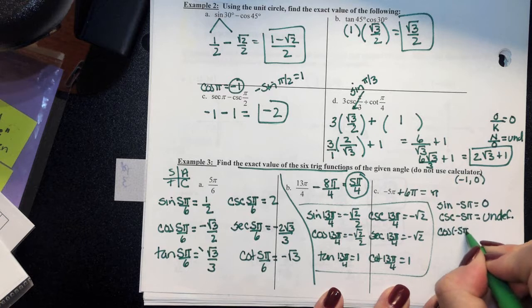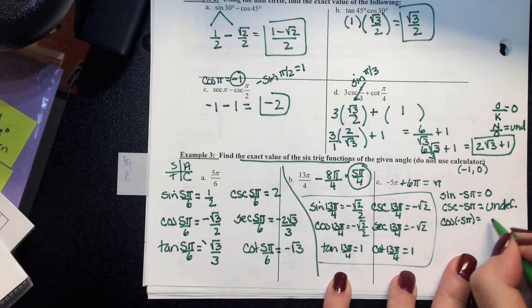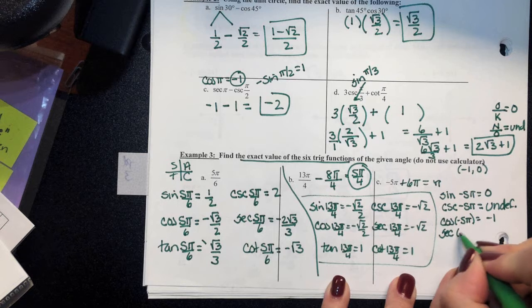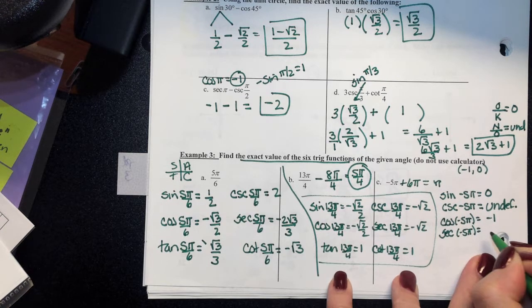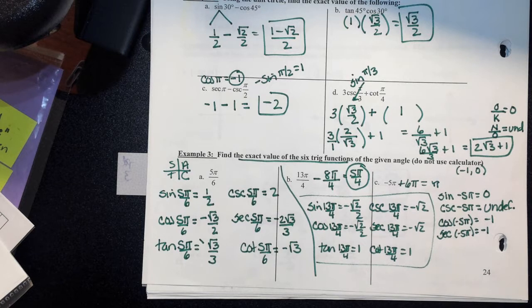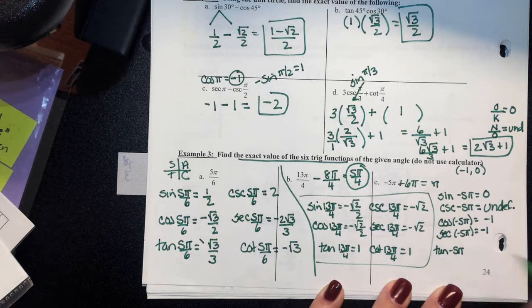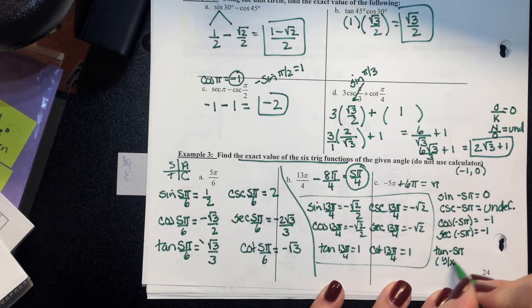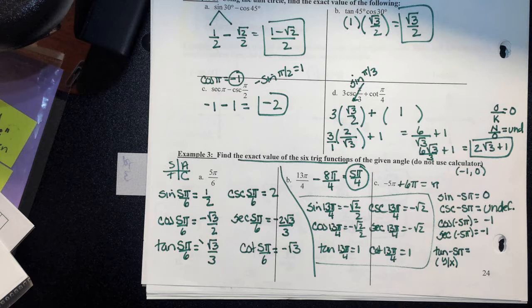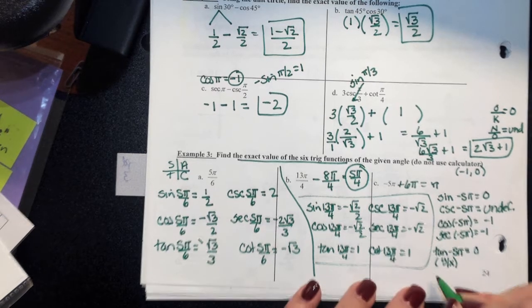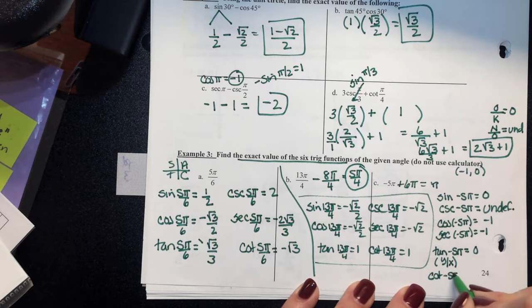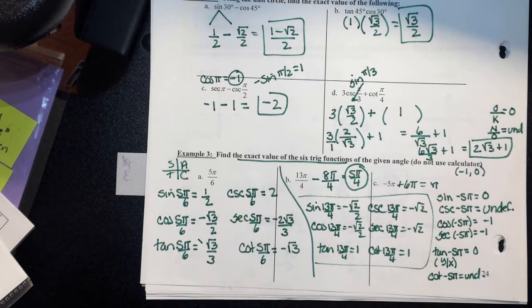So now let's talk about the cosine. What's the cosine of negative 5 pi then going to be? -1. So then the secant of negative 5 pi is going to be what? -1. So let's talk about the tangent. Remember, tangent is y over x. So then what's the tangent of -5 pi going to be? 0. Because 0 divided by -1 is 0. So then what's the cotangent? Undefined. There you go.